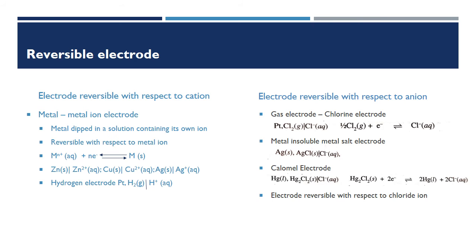The second category is that of electrodes reversible with respect to an anion. The first example is that of a gas electrode or a chlorine electrode, wherein chlorine gas is bubbled over a platinum electrode in a solution containing chloride ion. Another example is a metal insoluble metal salt electrode, wherein a metal like silver is in contact with a sparingly soluble salt, silver chloride, and the solution contains chloride ion. The more widely known calomel electrode is also an example of this type. In all the above examples, electrodes are reversible with respect to the chloride ion.